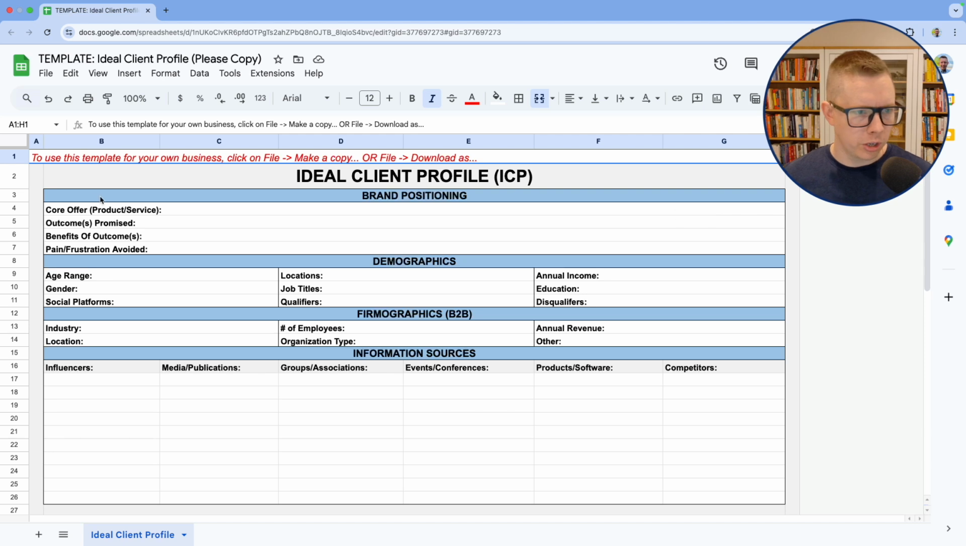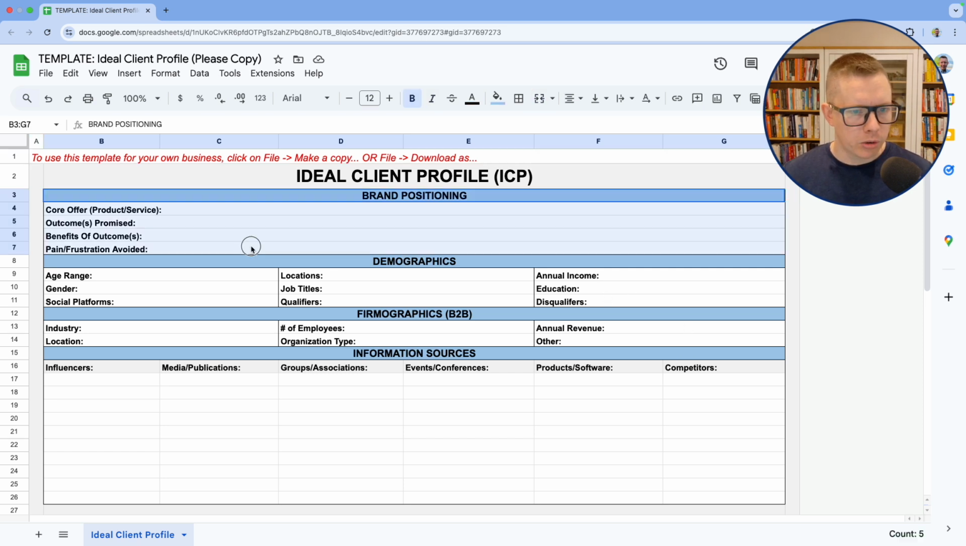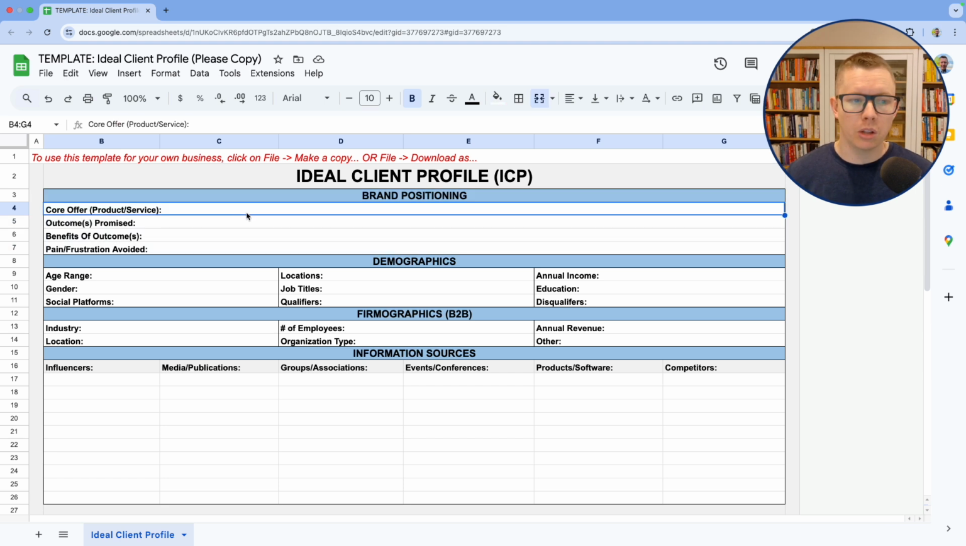Okay, so the first thing that you're going to do after opening the link to the spreadsheet is to either download it or make a copy of it so that you can use it for your own business. Now, at the very top here is just some basic information to help clarify how you want to be positioned in your market and in your industry before we dig into the details of who we're trying to attract as a client. So you're just going to put some basic information up here, like describing what it is that you sell, your core offer, your main product or service.